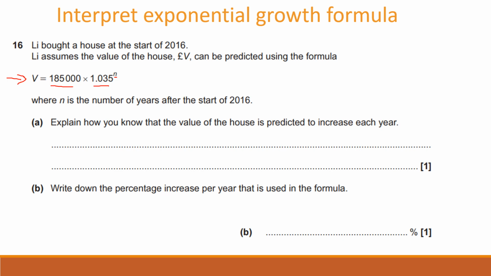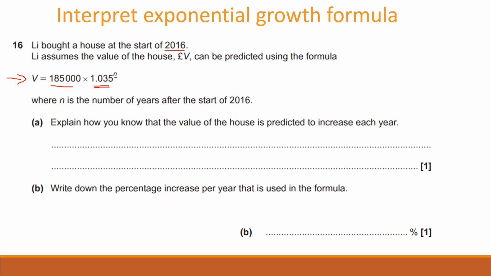Now, in this question here, we've got the prices of the house in 2016. So we're highlighting key bits of information from the question as we go along. Now, we're assuming the value of the house can be used to predict the formula V equals 185,000 times 1.035 to the power of n, where n is the number of years after that start date of 2016. And we've got to explain in part A how you know that the value of the house is predicted to increase each year. Now, this bit of information comes from this multiplier.